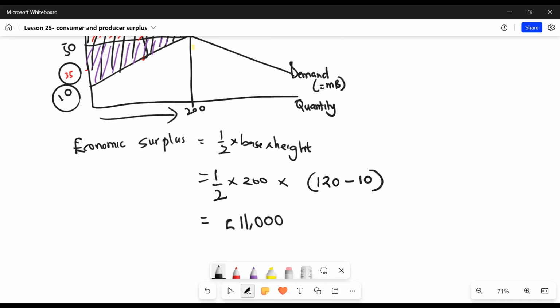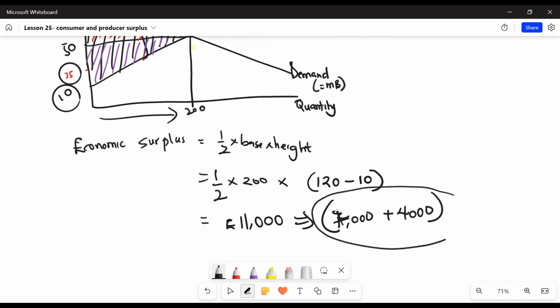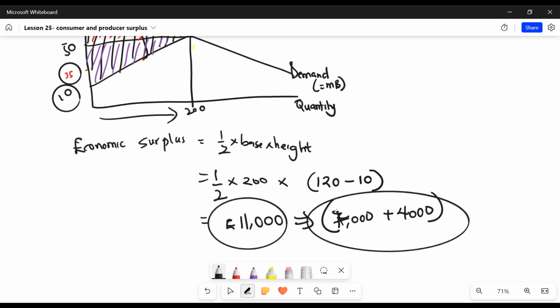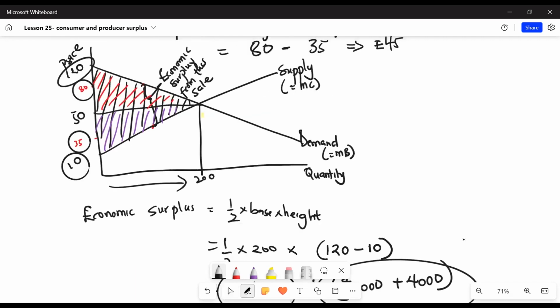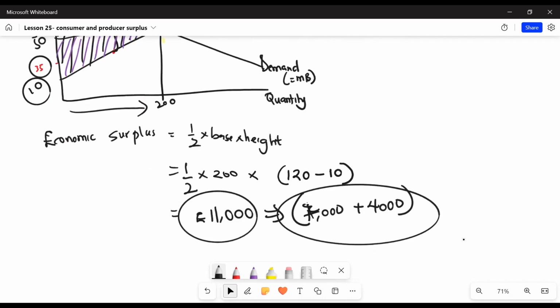So this gives us 11,000 pounds, which is also the same as adding our consumer surplus, which was 7,000, and our producer surplus, which was 4,000. So whether you add consumer surplus to producer surplus or you calculate the economic surplus straight from the graph, you end up with the same answer.